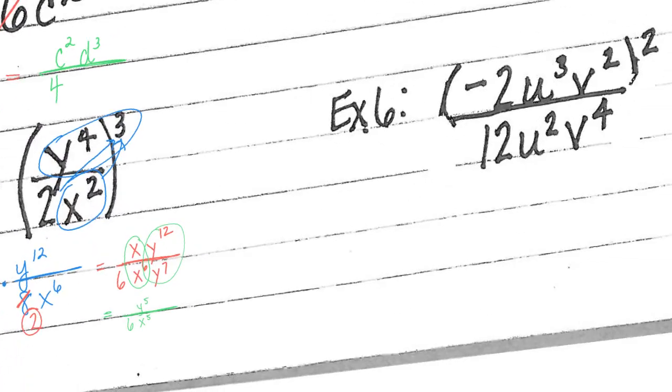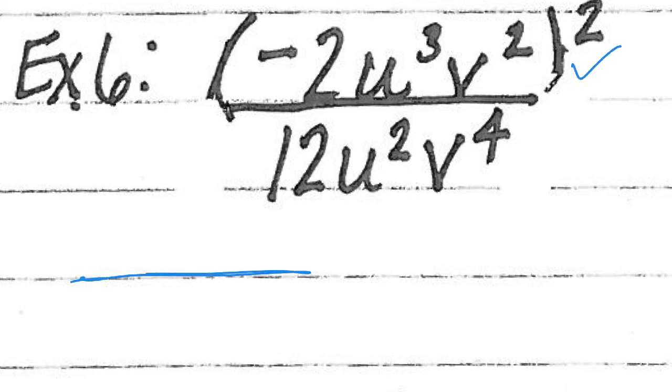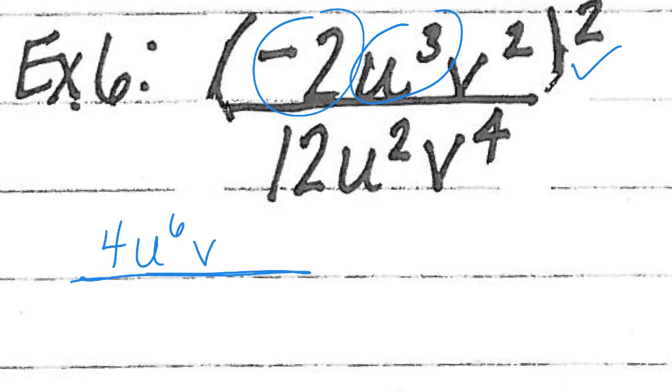All right, moving on. Last one. On this one, once again, I would square first. So I would do the numerator first. Negative 2 squared is 4. For some reason, some of you get that wrong. U to the 3rd squared is u to the 6th. And v squared squared is v to the 4th. All over 12 u squared v to the 4th.